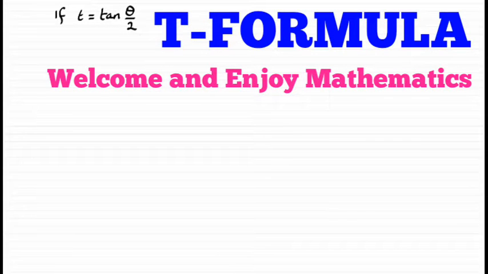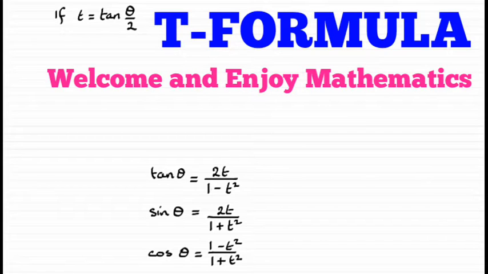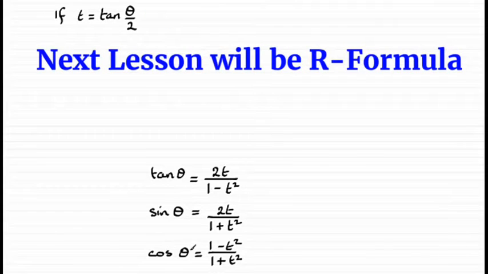Hi, now in this video what I want to do is introduce you to what is often called the t formula, where t equals tan of half of theta, theta over 2. And we can express these trigonometric formulae and others, as I'll show you later, in terms of t. Tan theta equals 2t over 1 minus t squared, sine theta equals 2t over 1 plus t squared, and cosine theta equals 1 minus t squared over 1 plus t squared.